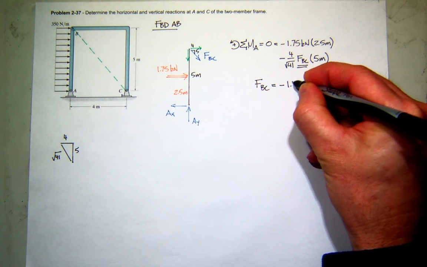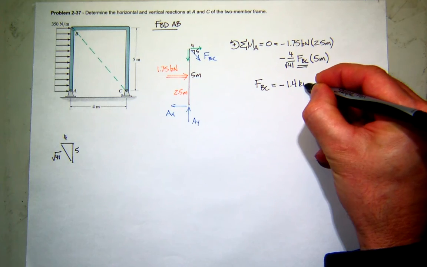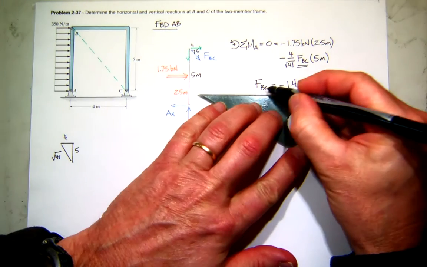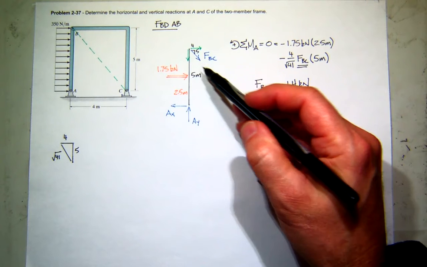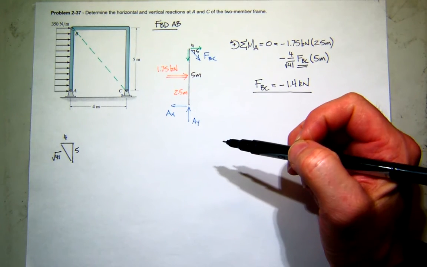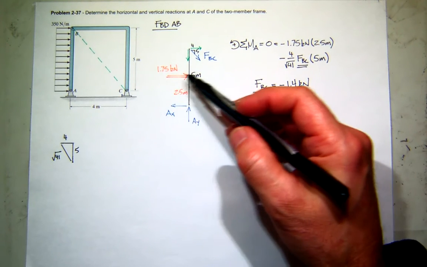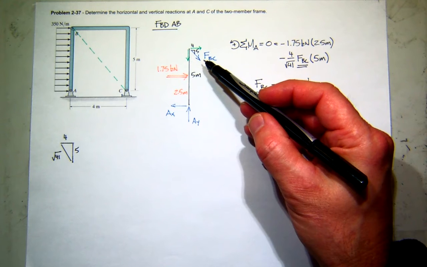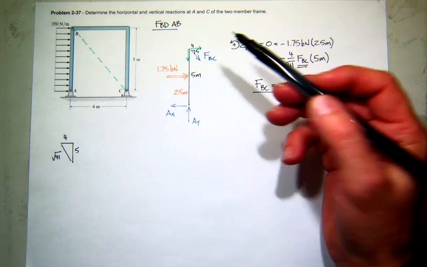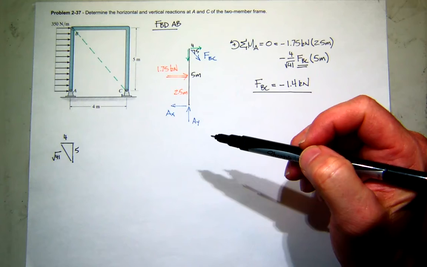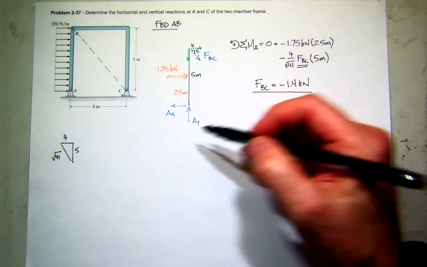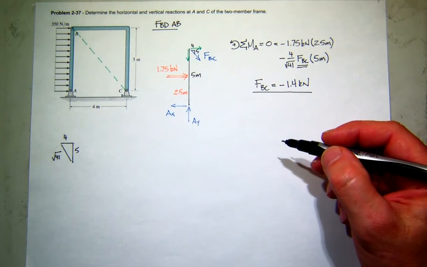So we'll say 1.4, and that'll be kilonewtons. And it's negative. What does that mean? It's just the opposite direction. And that kind of makes sense, too. With this big force pushing horizontally, you would expect this force to push back. I just didn't draw it that way. That's okay. So now that I know that, I can go ahead and get my x and y components at A.